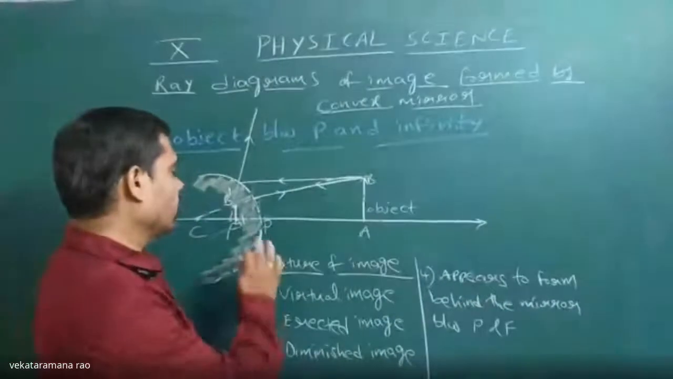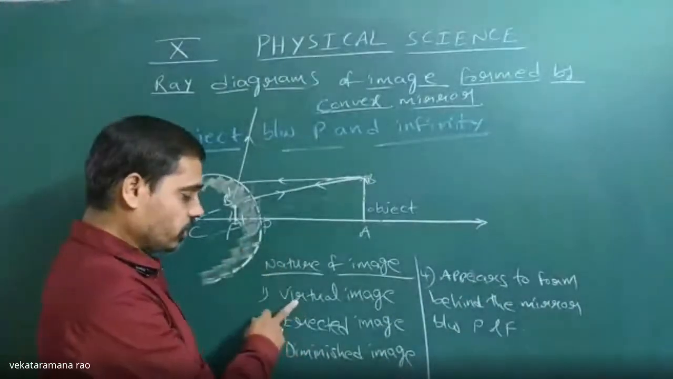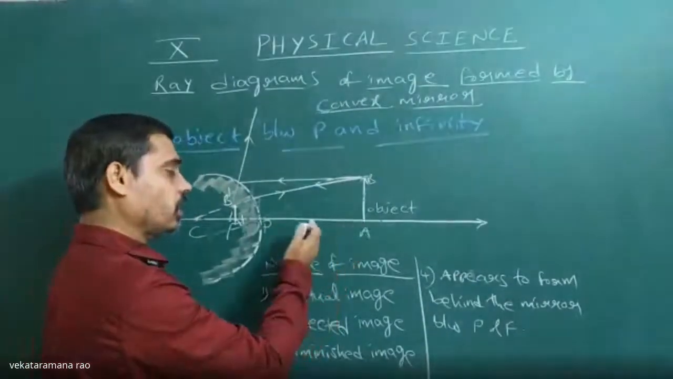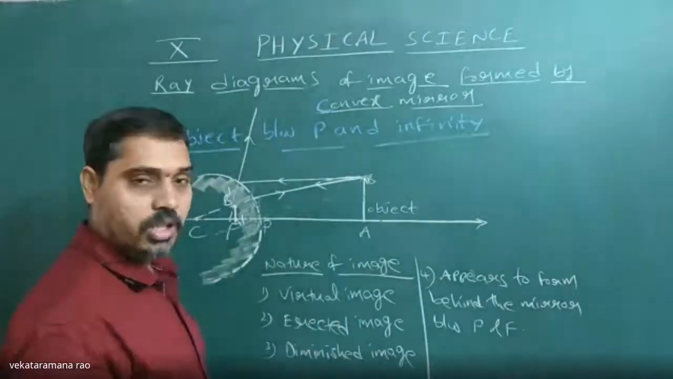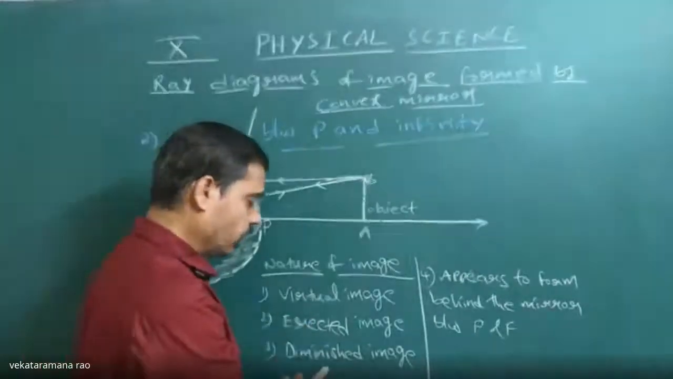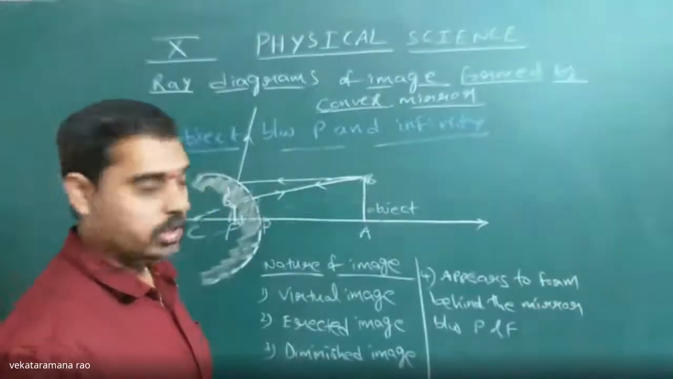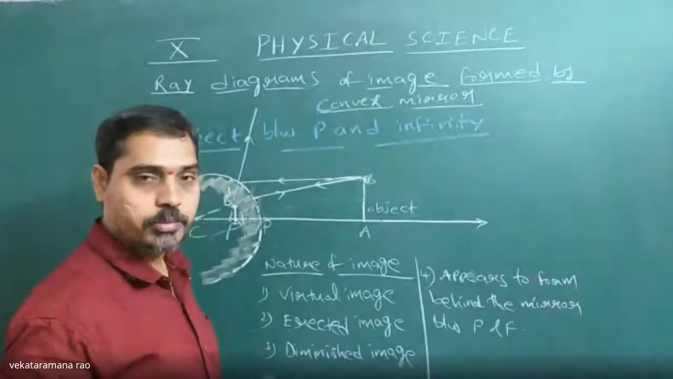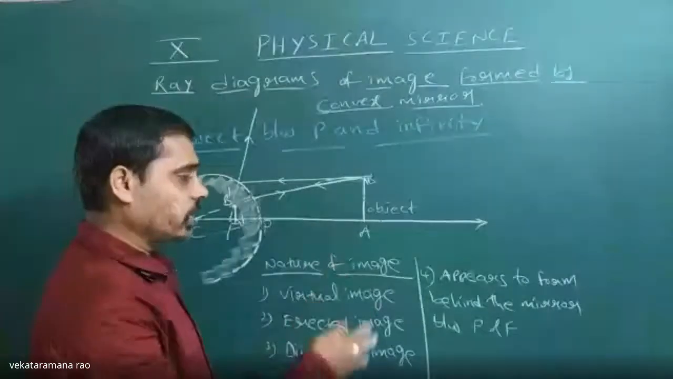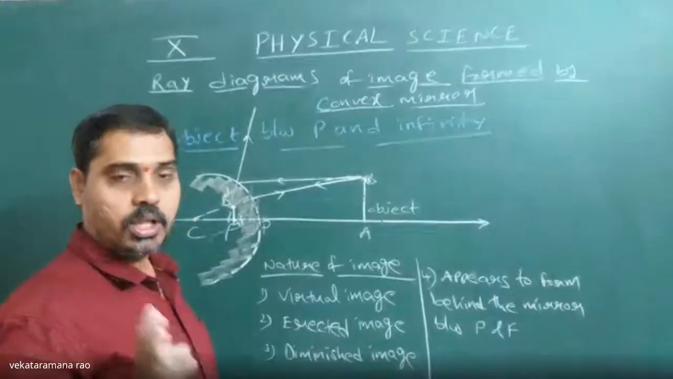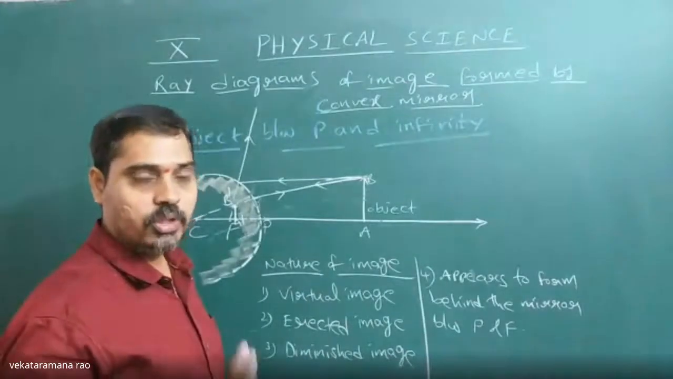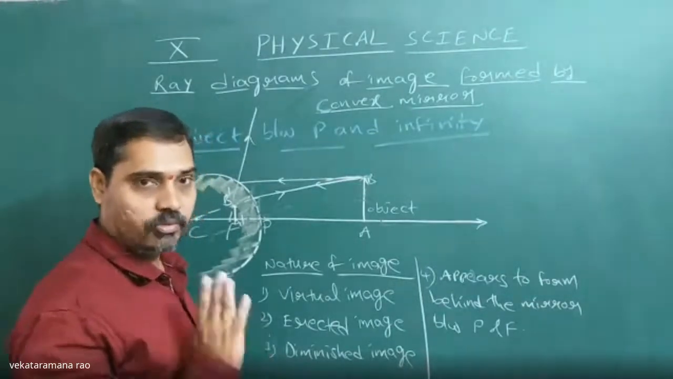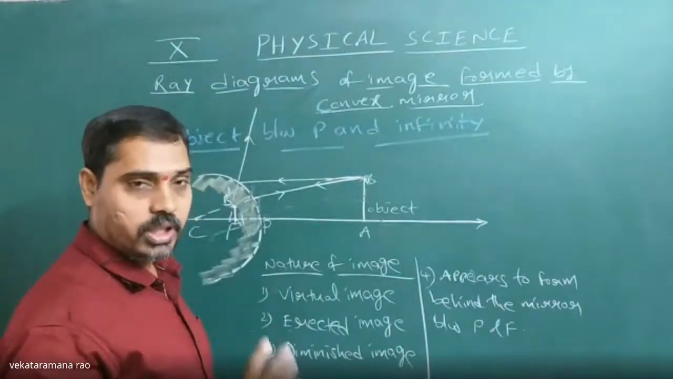So the convex mirror is giving a virtual diminished image. Whether you place the object here or here or anywhere, it is always forming a virtual diminished image. That's why for a convex mirror, how many object positions are possible? 2. So from this, what can you conclude? A convex mirror always gives a virtual diminished image.